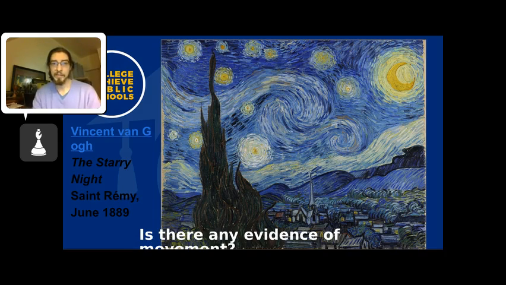Then we have Starry Night by Vincent van Gogh. We already talked about that, the swirling in the sky. Then we have the eye movement going up to the top, back down to the town, back to the tree in this cycle.